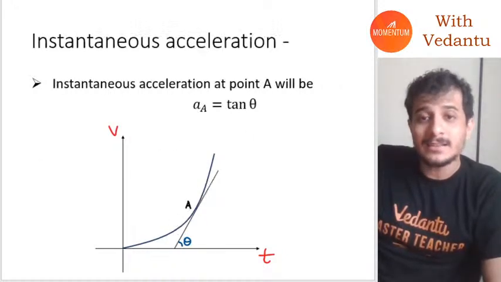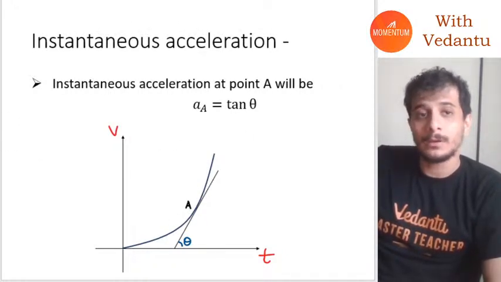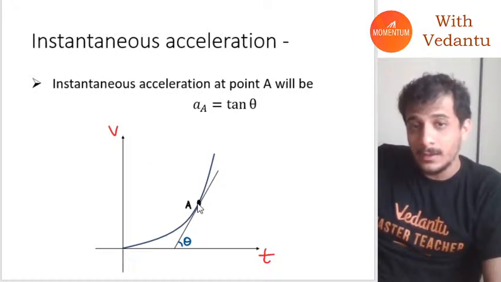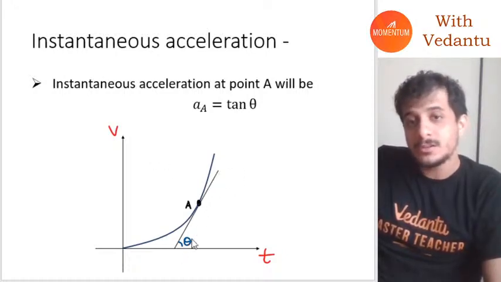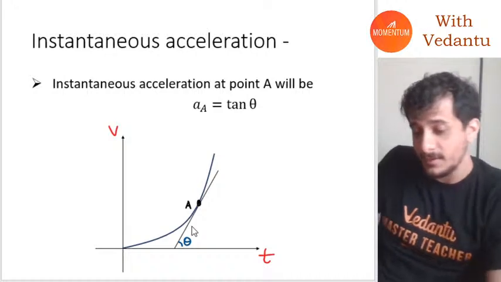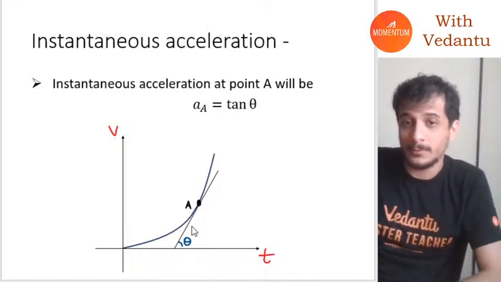If I want to calculate instantaneous acceleration, what do I do, guys? Instantaneous acceleration at point A will just be the slope of the tangent, which will be tan theta.